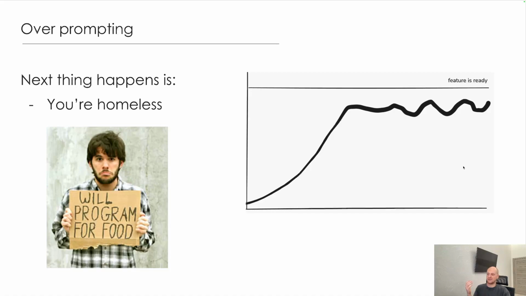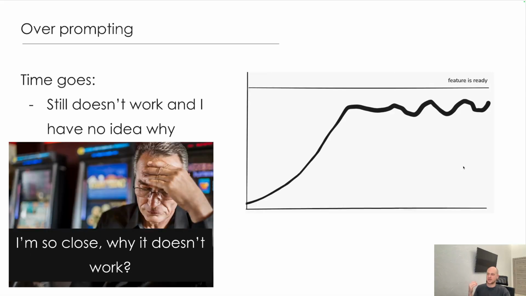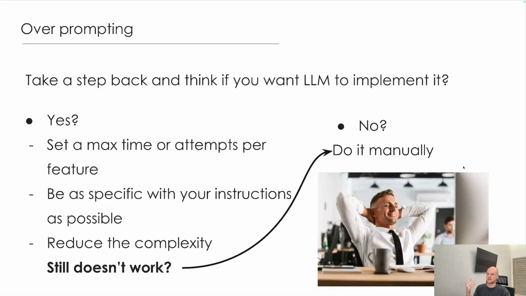Really, you have to develop a gut feeling of tasks that are doable by an LLM or tasks that are too complicated for it. And it really makes sense to go back to this first step and try to analyze it. So really, like I said, take a step back and think if this feature is something that you would want an LLM to implement.